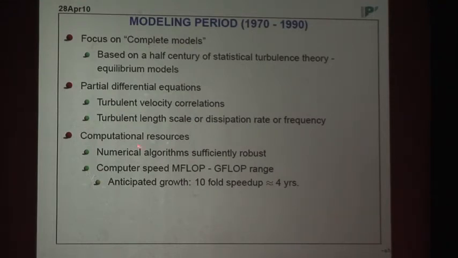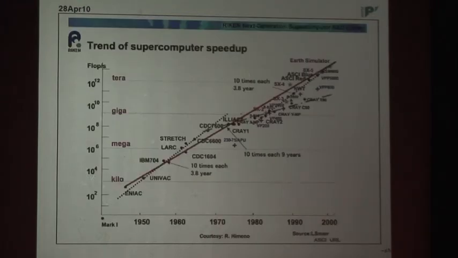Now the computational resources were certainly robust enough. The algorithms were getting better and better. They were being improved. The computer speed was in the megaflop to the gigaflop range. And the anticipated growth, as I mentioned, was almost a tenfold speedup every 4 years. So where were we? We were up in this region right here. At the start of the 70s, we were well on our way to 10 times each 3.8 years, or approximately 4 years. But the reality started to set in, and look what happened.